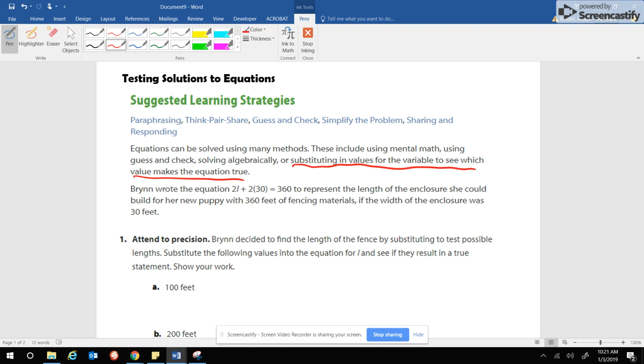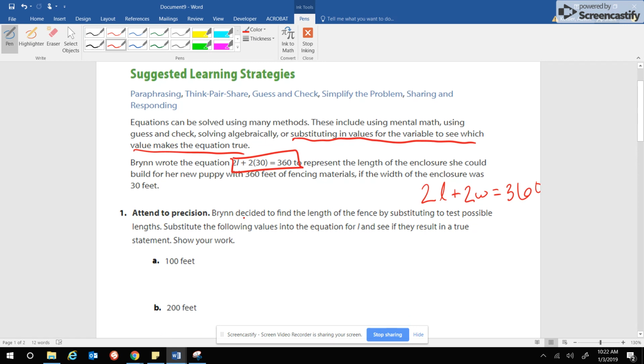Eventually, we're going to be solving them all algebraically, but for now, we're just going to substitute in and check. Right underneath that, it says Bryn wrote the equation 2L plus 2 times 30 equals 360 to represent the length of the enclosure she could build for her new puppy with 360 feet of fencing materials if the width of the enclosure was 30 feet. You might remember from 5th grade that to find the perimeter, I could just do 2 times the length plus 2 times the width. That's all she did. And she knows it has to end up equaling 360 feet because that's the total amount of fencing that she has. So it's giving us our equation right here.